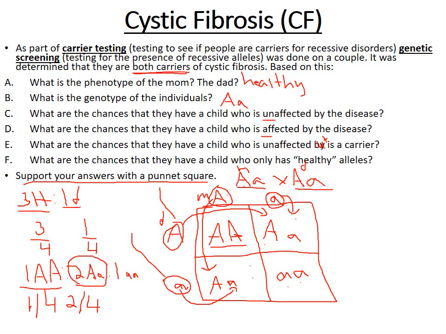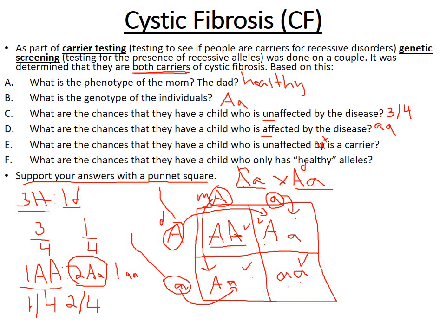So let's go answer our questions. What are the chances that they have a child who is unaffected by the disease? To be unaffected, you have to have that big A. And so there's 3 out of 4 chances that we have a child who's unaffected by the disease. The chance of having a child who is affected, well, little a, little a.